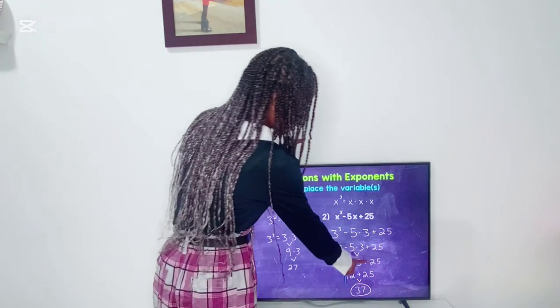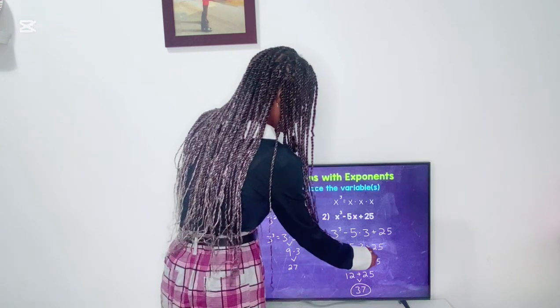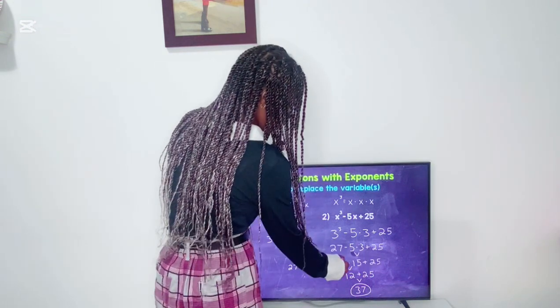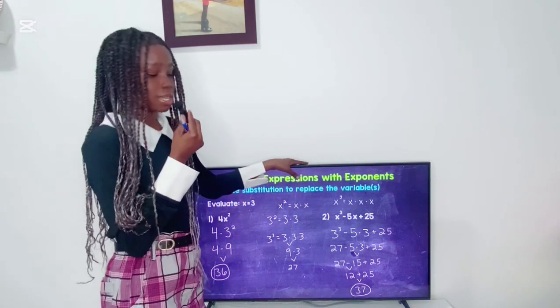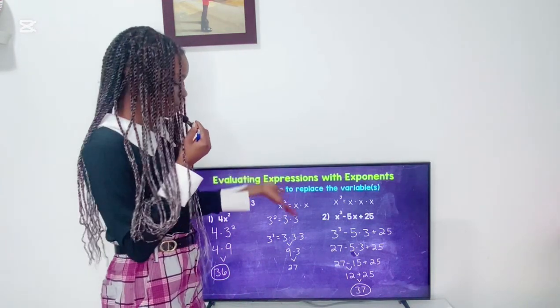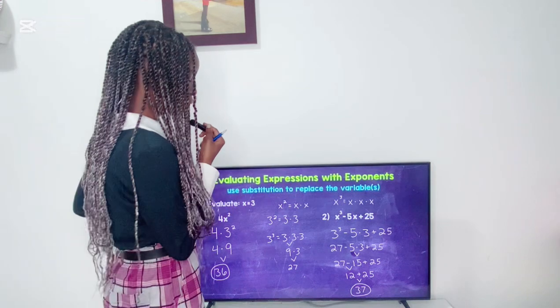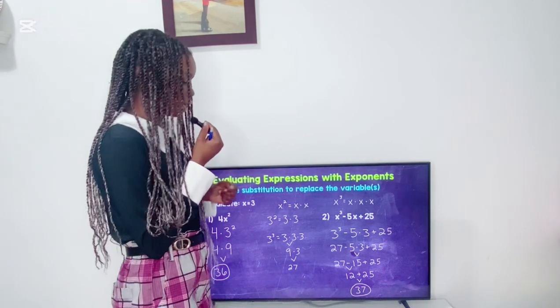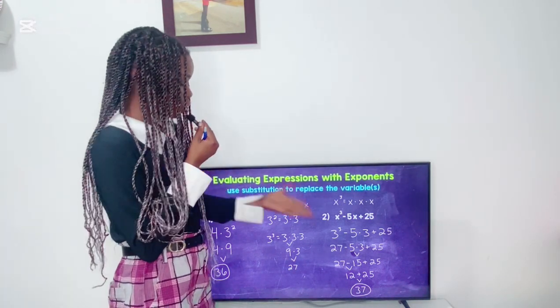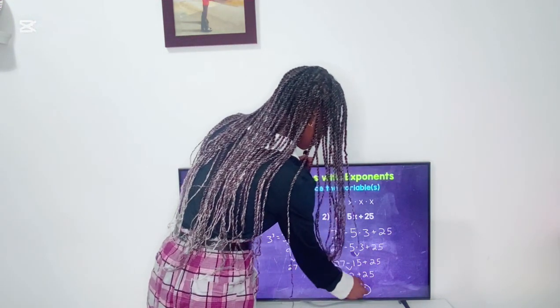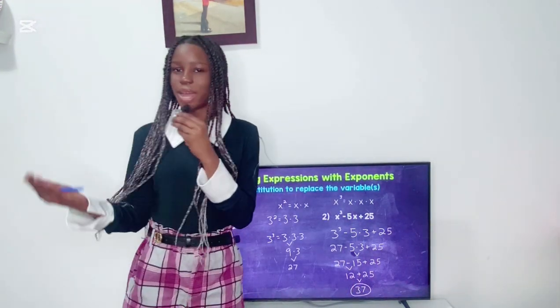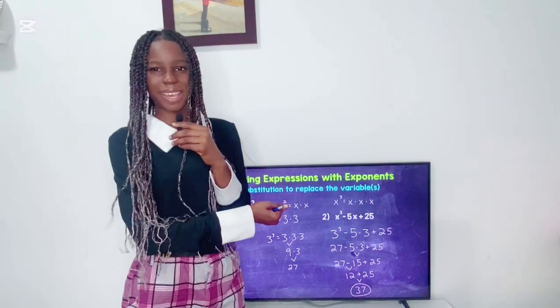So now we'll bring down the ones we haven't used, plus 25. So now 12 plus 25. Now only addition is left. Pretty easy. Just add them up. 12 plus 25 will give us 37. And that is our answer. So it's pretty easy, right?